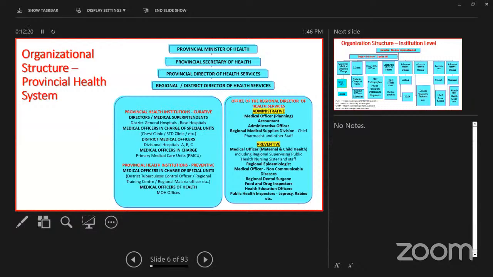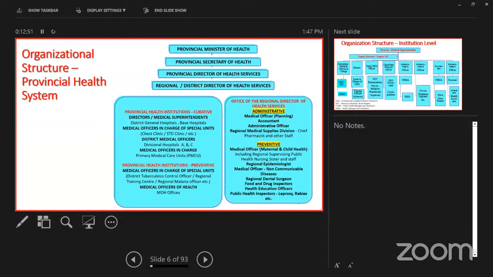From that onwards comes the Provincial Department of Health. The head of the Provincial Department of Health is the Provincial Director of Health Services, very similar to the Central Ministry. So he's the head of the department. There are 9 provinces in Sri Lanka, so there are 9 provincial directors of health services, one for each province.